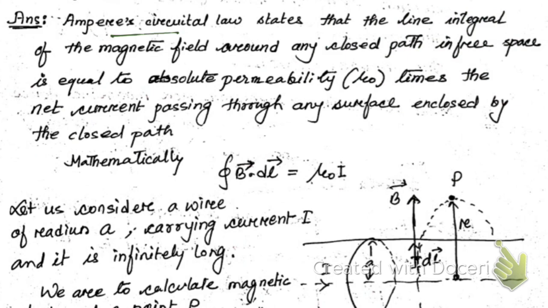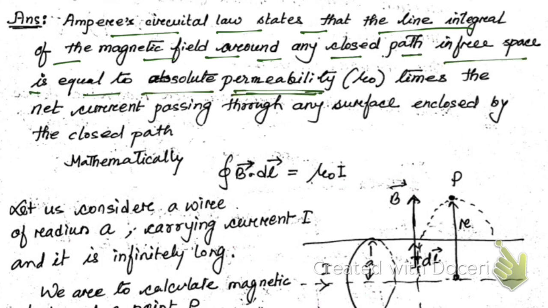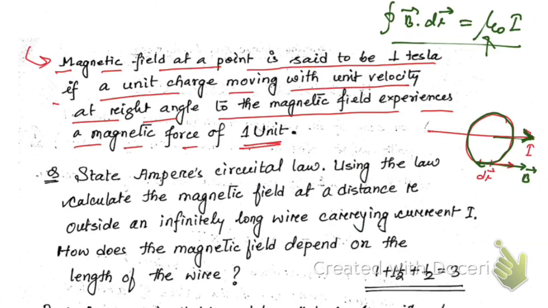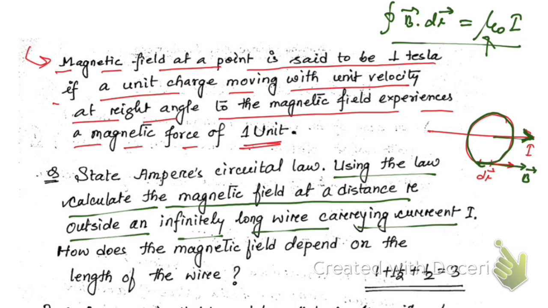Ampere's circuital law states that the line integral of the magnetic field around any closed path in free space is equal to the absolute permeability, that is mu naught, times the net current passing through any surface enclosed by the closed path. So here is the mathematical expression. Now the next part of the question: using this law, calculate the magnetic field at a distance r outside the infinitely long wire carrying current I.